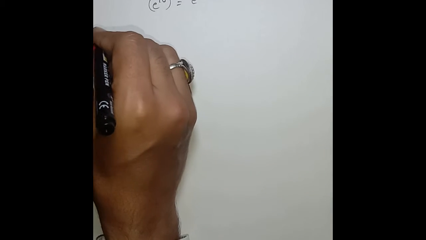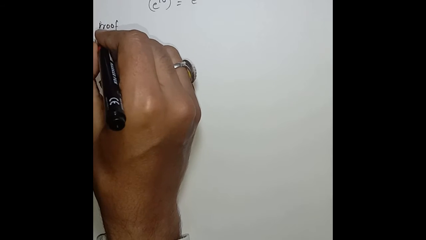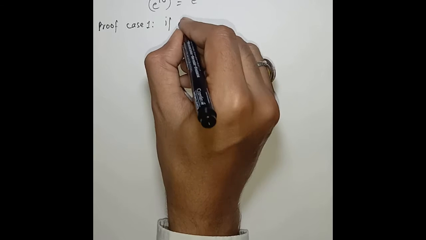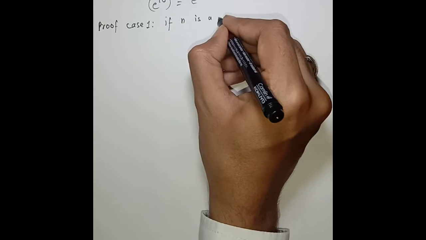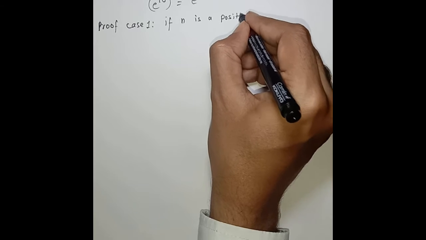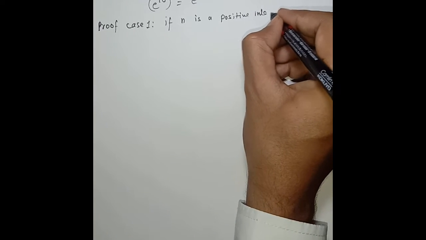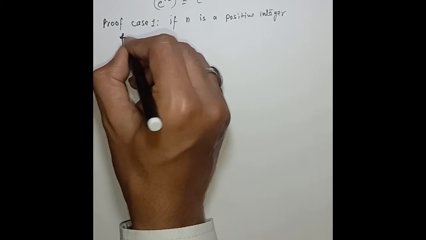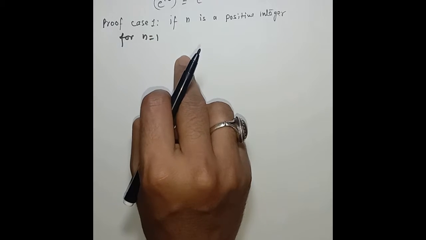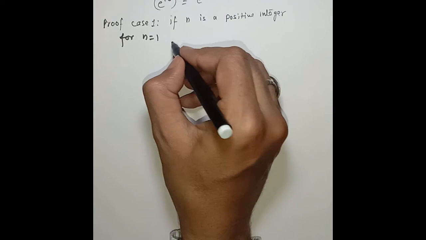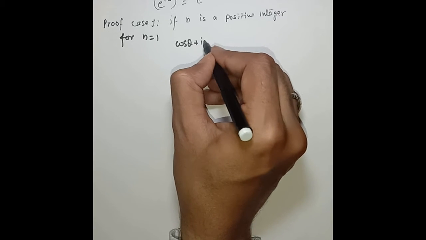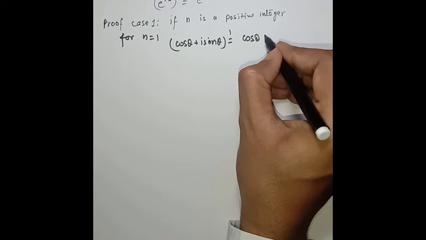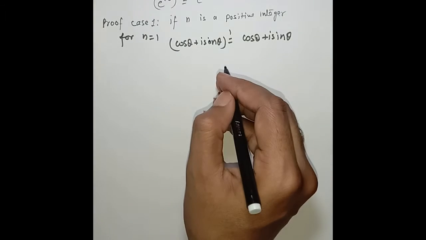Now the proof of De Moivre's theorem. Case 1: if n is a positive integer. For n equal to 1, it is simply true. That means (cos theta + i sin theta) to the power 1 is equal to cos theta + i sin theta.